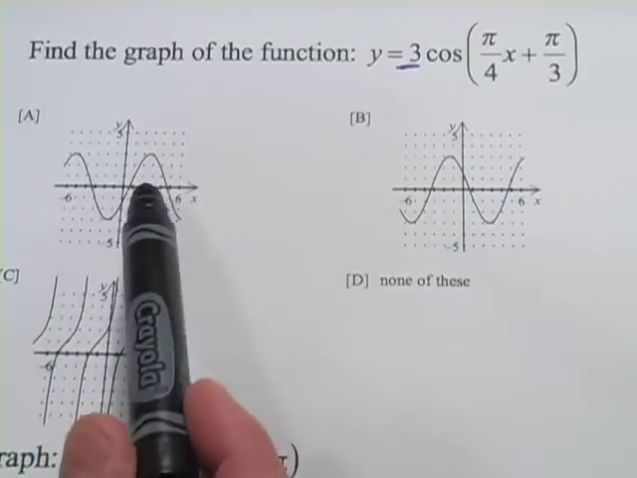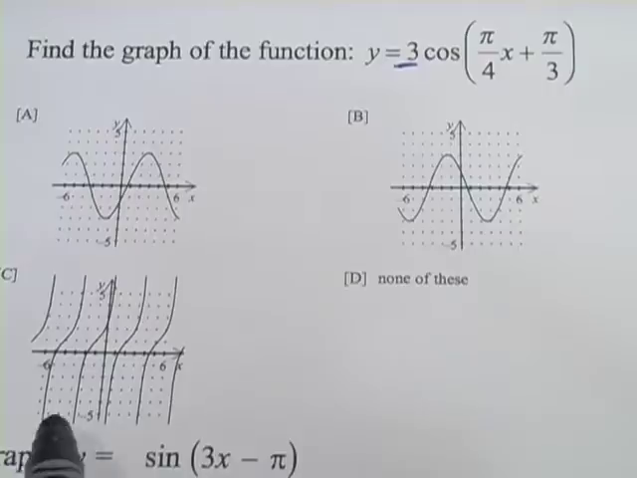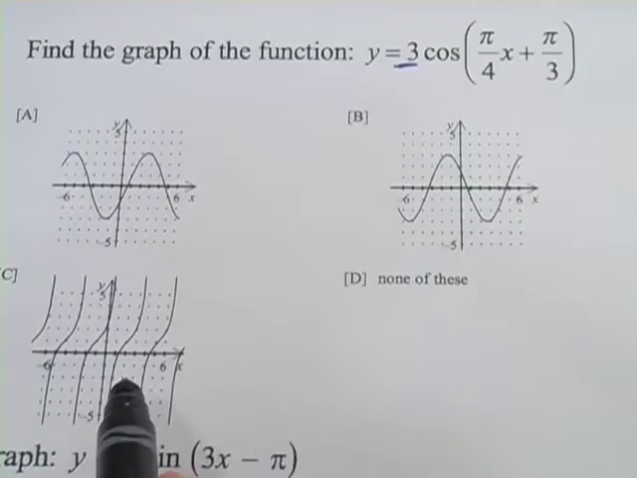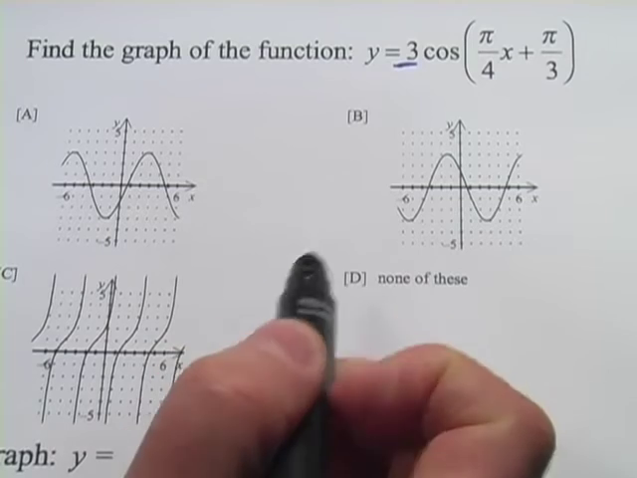Now it looks like A and B both go up and down to positive and -3. C doesn't look like the cosine graph. Actually, that's a graph of the tangent function, and we'll get to that later. And then, of course, it could be D, I suppose. So we'll have to rule that out.